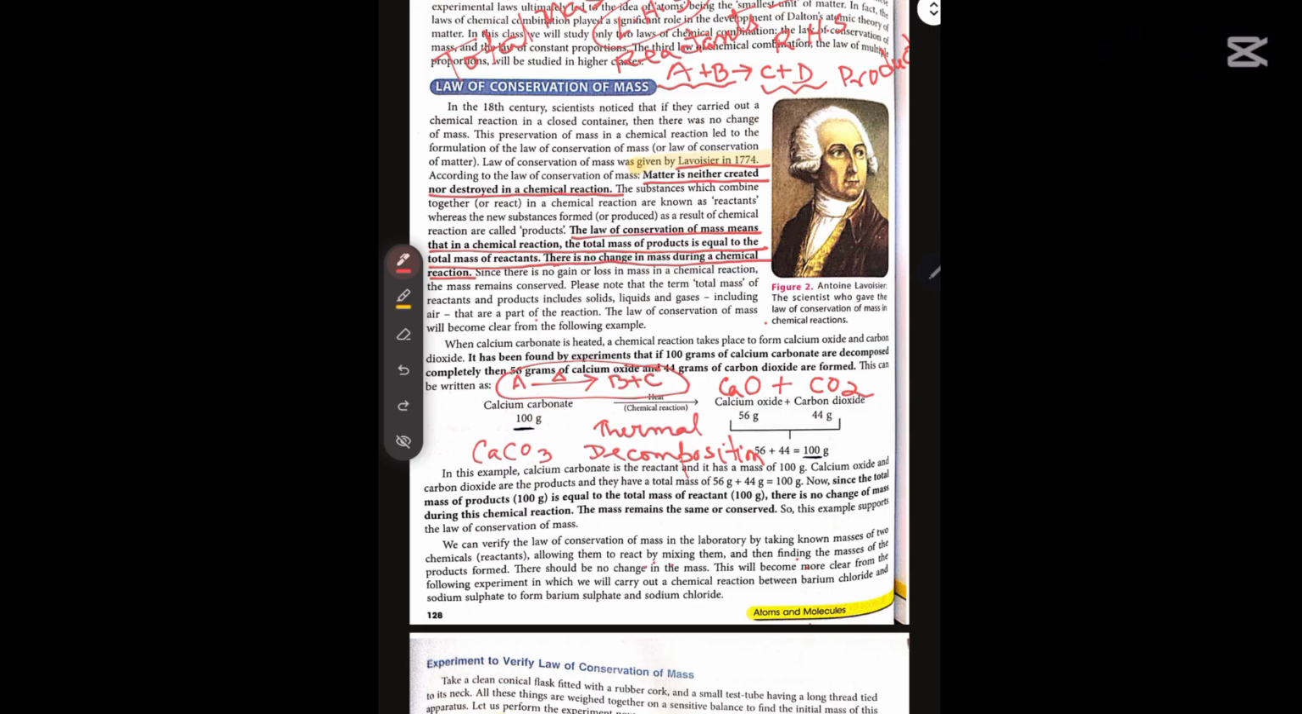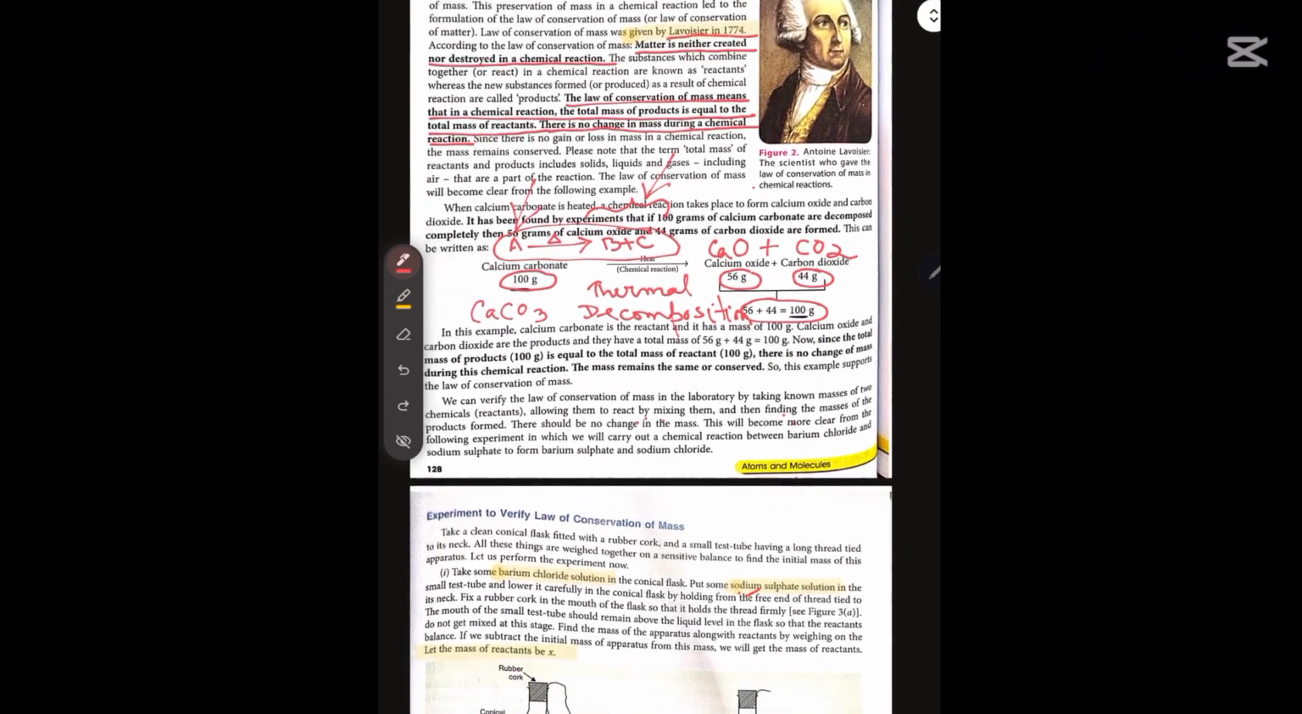Now, it means the mass of A should be equal to the total mass of B plus C. So the mass of calcium carbonate was 100 gram, and after the reaction it is seen that the mass of calcium oxide is 56 gram and carbon dioxide is 44 gram. When you total them, it comes out to be 100 gram. So here we can see the mass of the reactant is equal to the mass of the products formed.